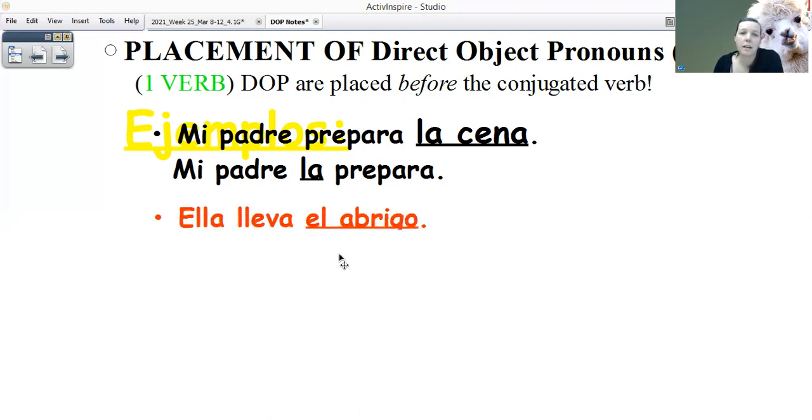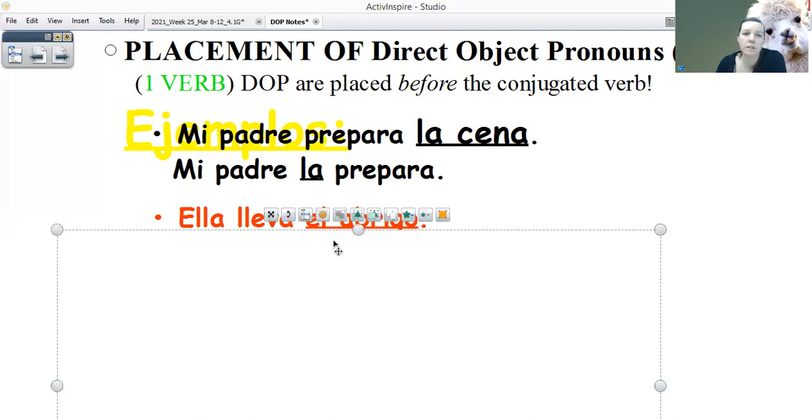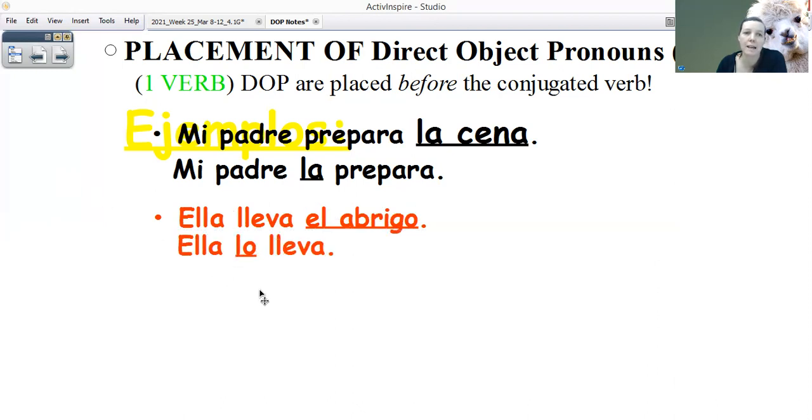Here's another one. Él lleva el abrigo. Abrigo is a winter coat. So what is being worn? What is she wearing? The winter coat is el abrigo. It's masculine and singular, so you would replace it with lo, and put that before the conjugated verb. You see lleva is your conjugated verb, so if you put it right before, you'll see it's ella lo lleva. She wears it. Instead of saying the jacket or the coat, you could just say it, because we know what we're talking about.